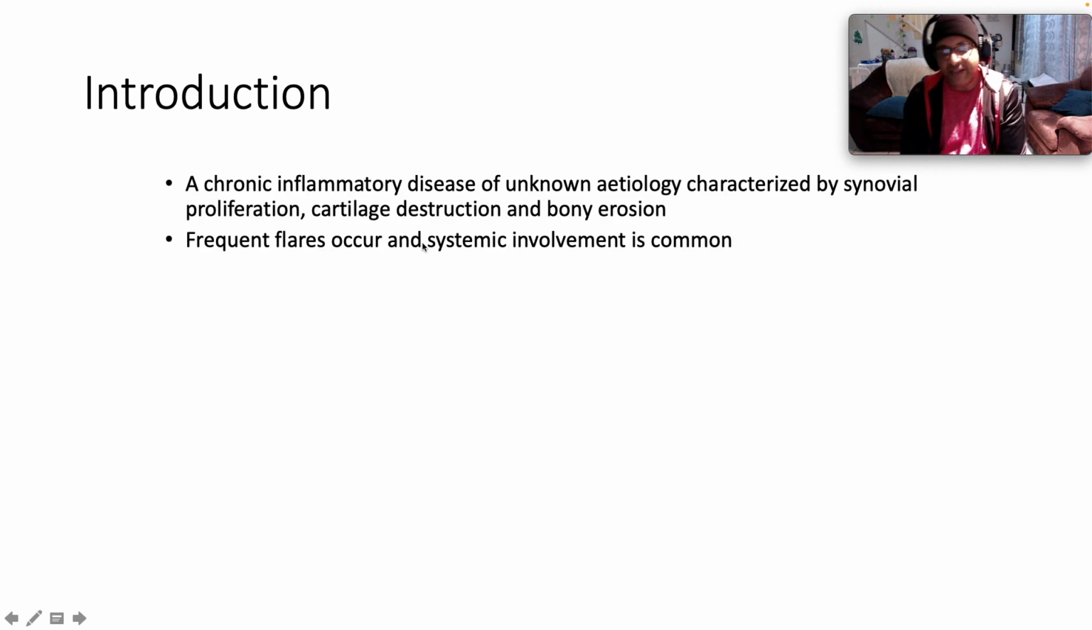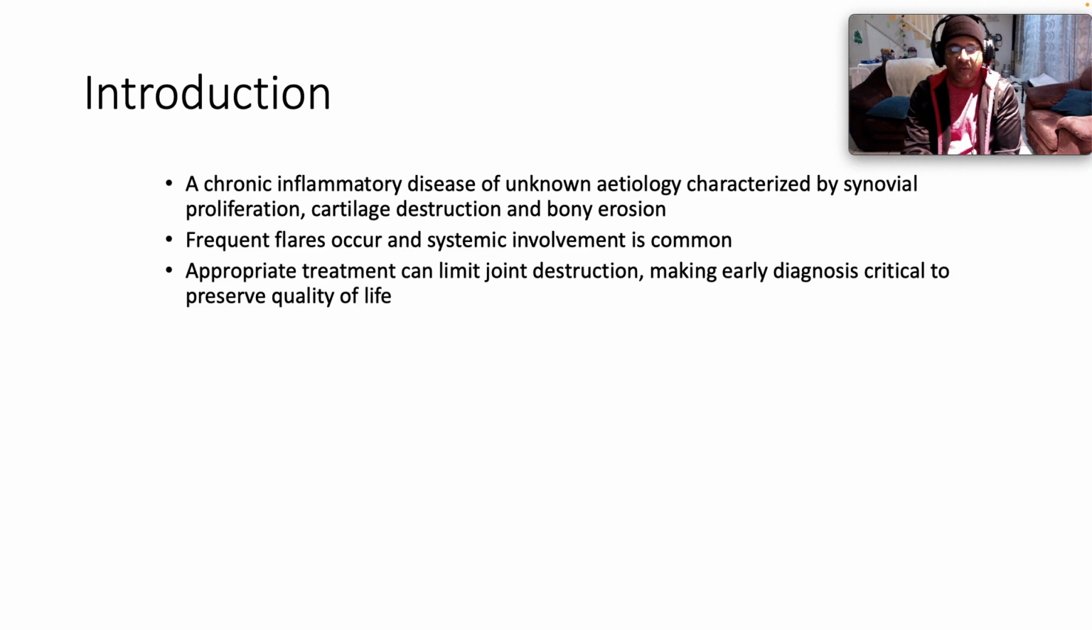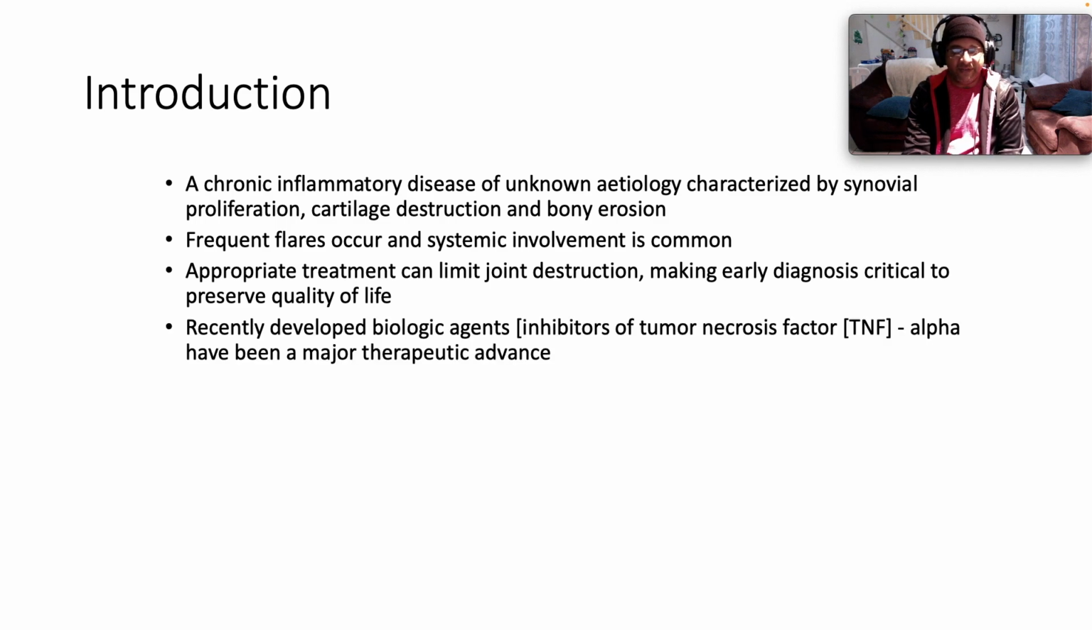So rheumatoid arthritis is a chronic inflammatory disease of unknown etiology. Nobody really knows where it comes from or what causes it. It's characterized by synovial proliferation, cartilage destruction, and bony erosion. Frequent flares occur and systemic involvement is common. Appropriate treatment can limit joint destruction, making early diagnosis critical to preserve quality of life. Recently developed biological agents, especially tumor necrosis factor alpha inhibitors, represent a major therapeutic advance.